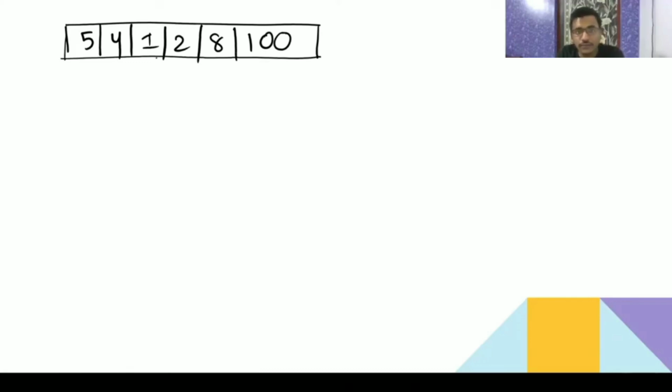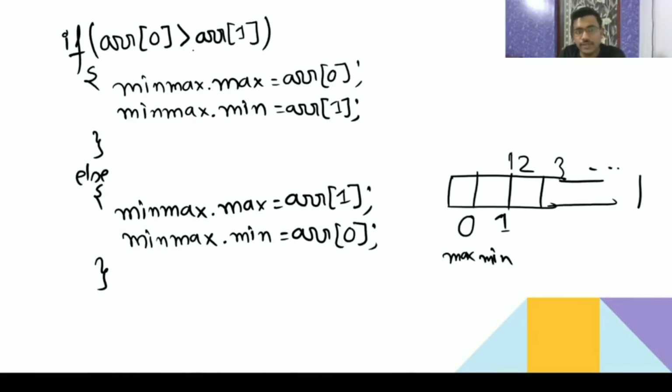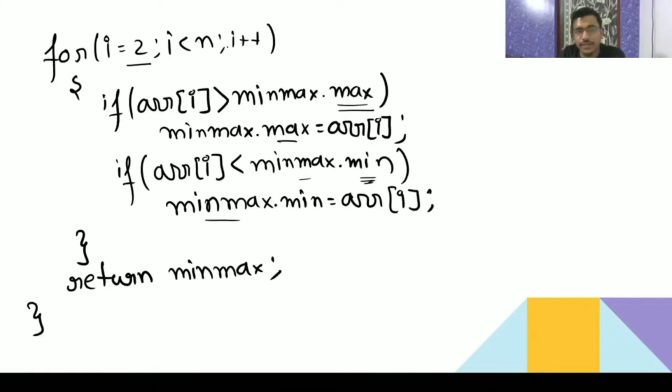So 5, 4, 1, 2, 8, 800 I have taken. The number of elements here is 1, 2, 3, 4, 5, 6, so 6 I have taken. Index is 0, 1, 2, 3, 4. Now the code I have started is i equal to 1. Now, is array of 0 greater than array of 1?